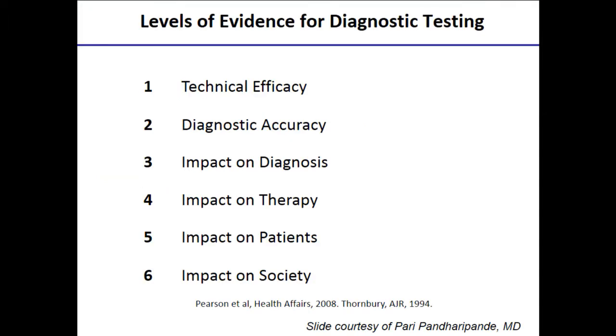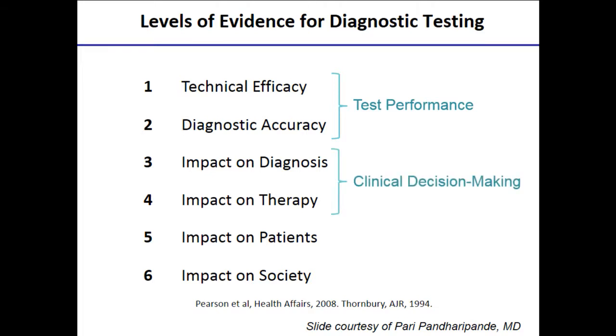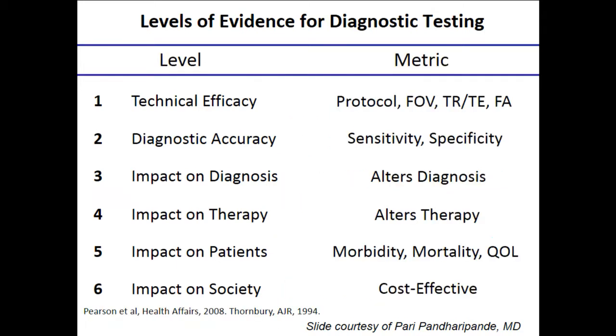So this slide is actually from Dr. Pandarapandi's talk yesterday, if any of you were there, and it reviews the levels of evidence that have been proposed as a paradigm for the evaluation of diagnostic tests. The first two levels, technical efficacy and diagnostic accuracy, are essentially studies that evaluate test performance. The next two levels, impact on diagnosis and impact on therapy, refer to studies that evaluate the impact of tests on clinical decision-making. And the last two levels, impact on patients and impact on society, refer to studies that look at the impact of a test on outcomes.